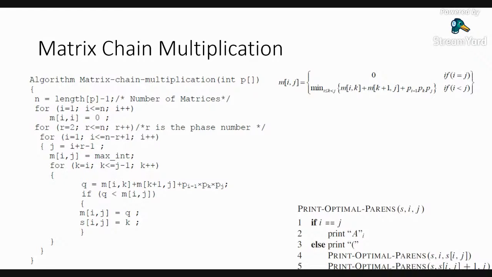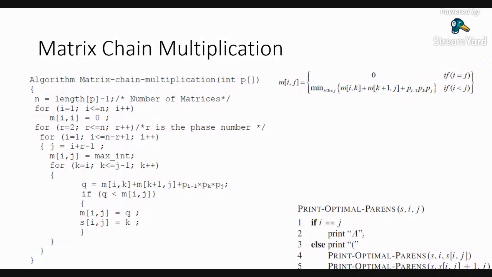And after deciding i and j, you need to find out the value of k. Means here, when you have decided i and j, then we are interested in finding out the value of k. What is the range for this? The range for this is i to j minus 1. So here you can notice that the k loop is running from i to j minus 1. Okay, what you are computing? You are computing q is equal to m[i][k] plus m[k+1][j] plus p[i-1] p[k] p[j]. This is nothing but that recurrence equation.